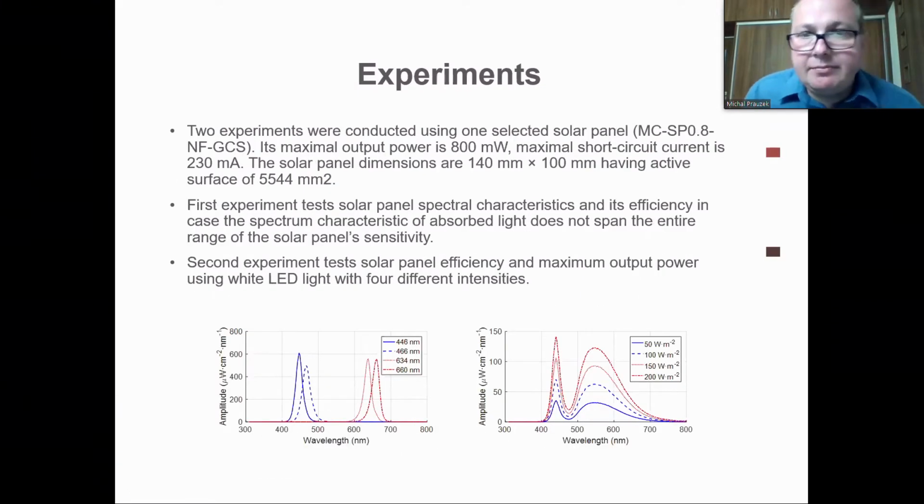So this is our experiment. We have one selected solar panel. The maximal output power is about 800 milliwatts. And we have two experiments. The first experiment includes 4 different configurations. We have two blue configurations and two red. And the second experiment includes 4 configurations of the white light with different intensities, with different output power from 50 watts per meter squared to 200.